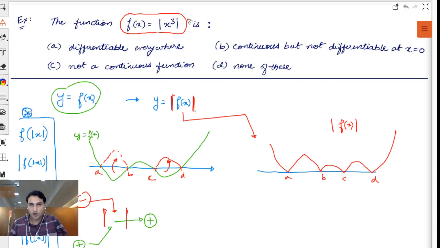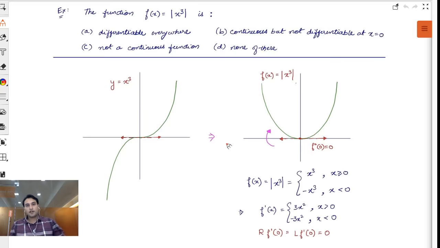Cool? चलो अब इसको करते हैं. I'll not take a lot of time here because the concept is clear now. I'll quickly show you. So this is the graph of y equal to x cube. Y equal to x cube.